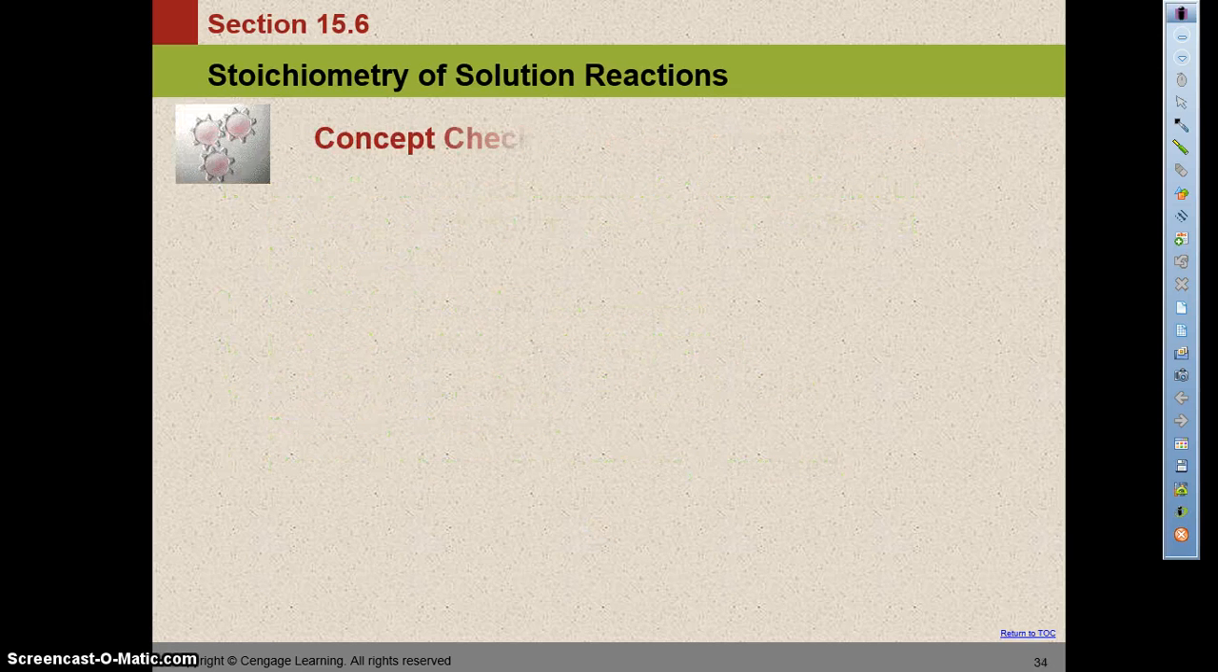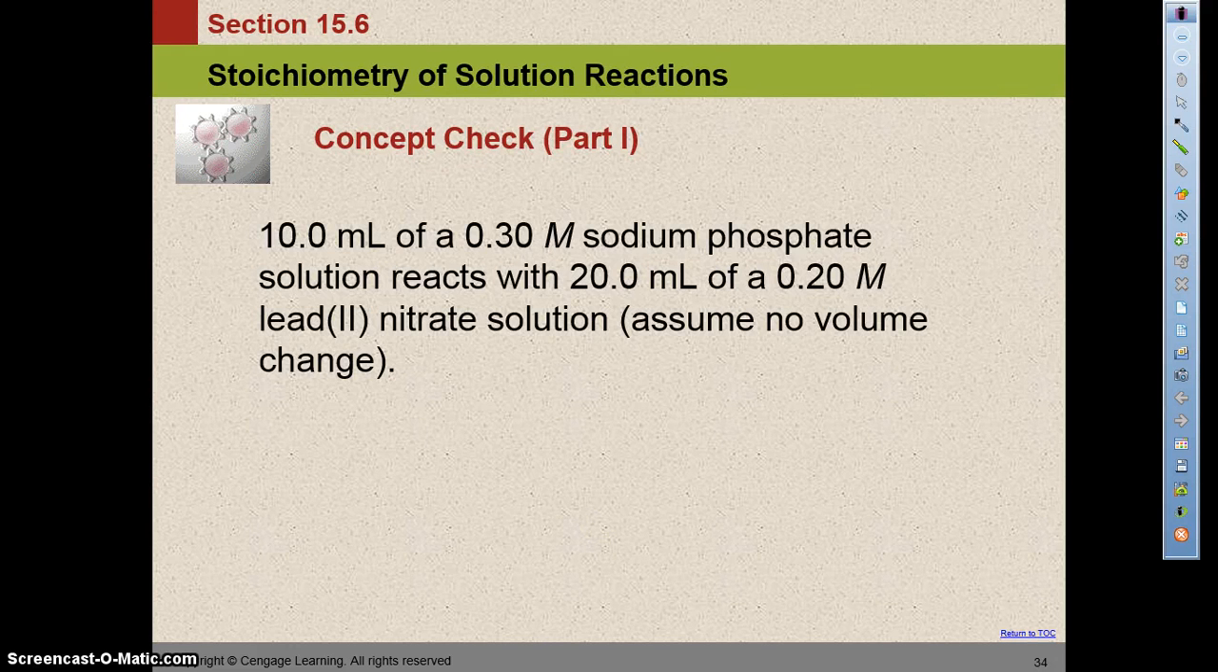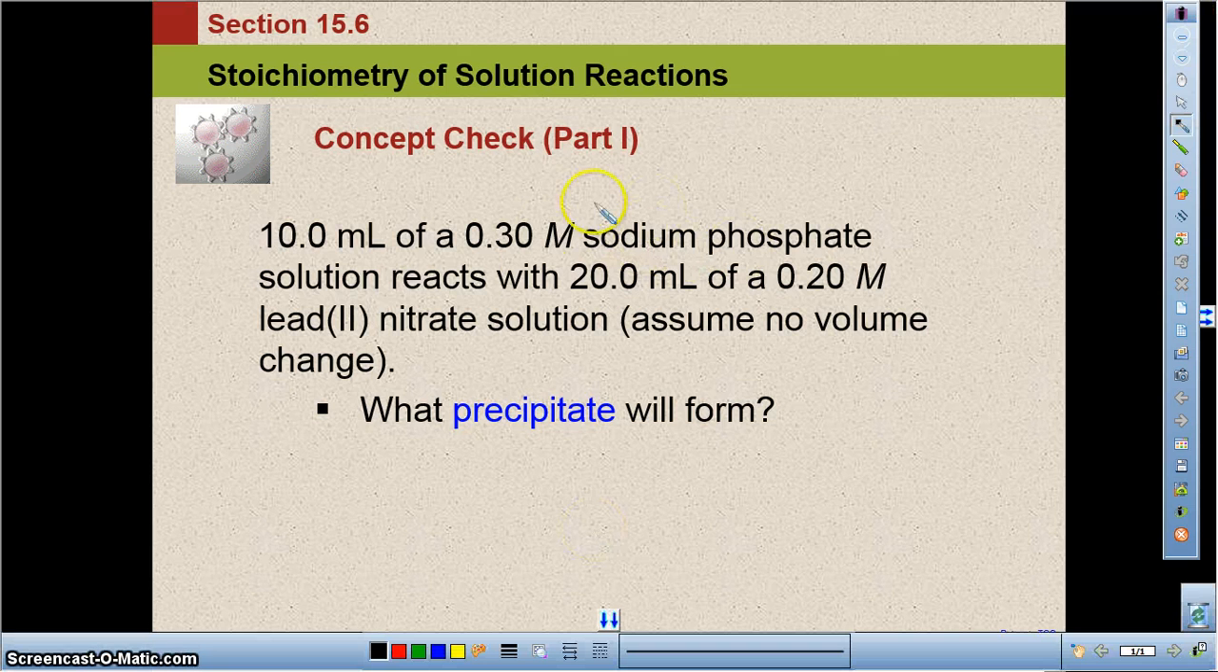Let's take a look at how to do an example problem. We have 10 milliliters of a 3 molar solution of sodium phosphate, and it reacts with 20 milliliters of a 0.2 molar lead 2 nitrate solution. What precipitate will form? So let's start off by looking at what we're dealing with. We have sodium phosphate, which is Na3PO4. And we're going to put that with 20 milliliters of a 0.2 molar lead 2 nitrate solution.